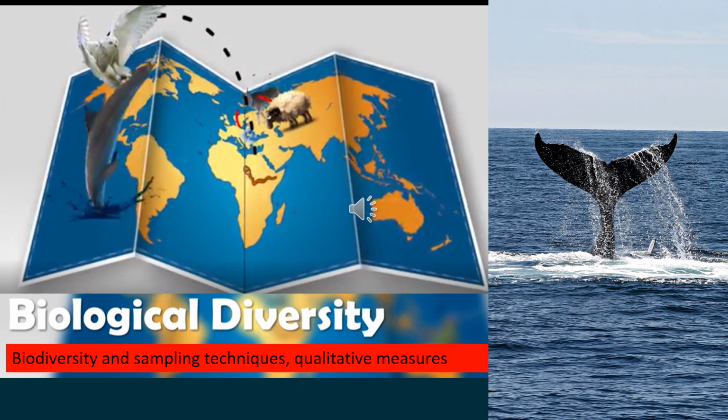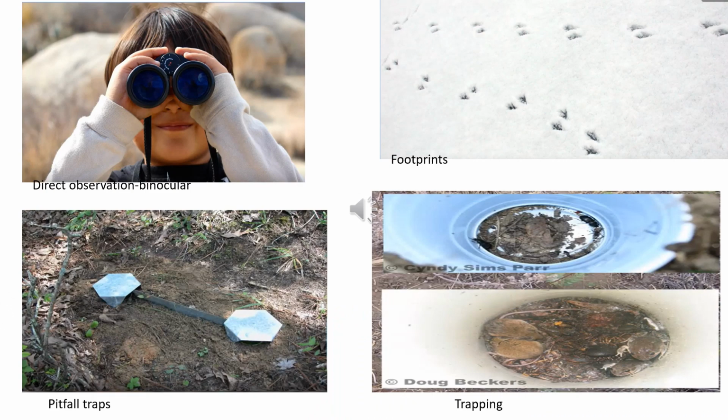There are different methods for sampling of terrestrial vertebrates. There is direct observation or indirect observation. In direct observation, we use our naked eyes, binoculars, or other equipment. In indirect observation, you just follow tracks you recognize, footprints, songs, calls, etc.